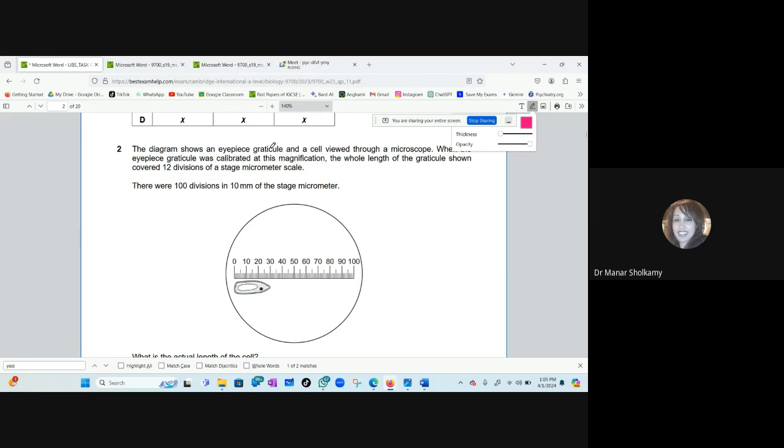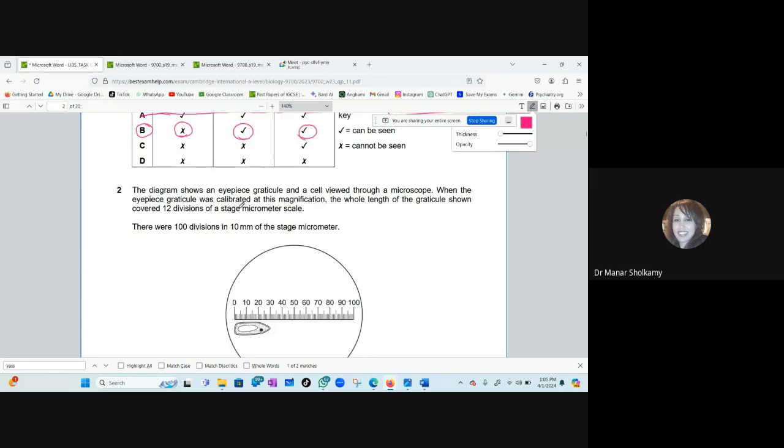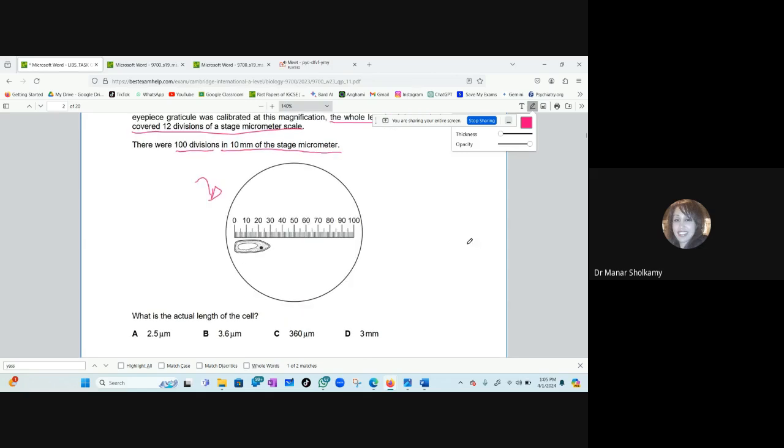The diagram shows an eyepiece graticule and a cell viewed through a microscope. When the eyepiece graticule was calibrated at this magnification, the whole length of the graticule shown covered 12 divisions of a stage micrometer scale. I would underline this sentence. And there were 100 divisions in 10 millimeters of the stage micrometer scale. Now this is the image, and it clearly shows that this cell is 30 divisions on the eyepiece graticule. They ask: what is the actual length of the cell? And I have two units in the question, a micrometer and a millimeter.